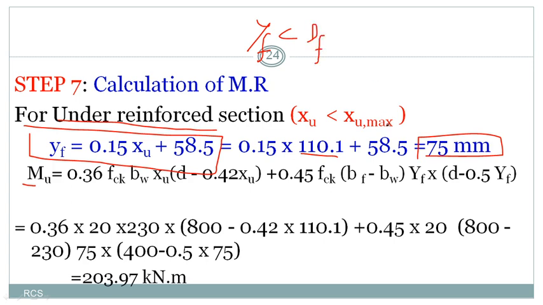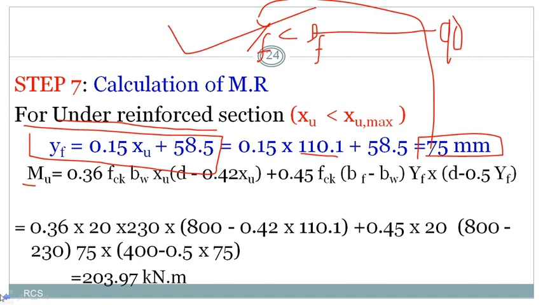Now compare that. Your Yf value is 75, and Df is given as 90 mm. So 75 is less than 90 mm, so we are safe. Now substitute the values in the moment resisting formula. That is 0.36, fck is 20, Bw is 230, Xu is what we just calculated, 110.1. I forgot to write it here, and d is 400, and this is 0.42.